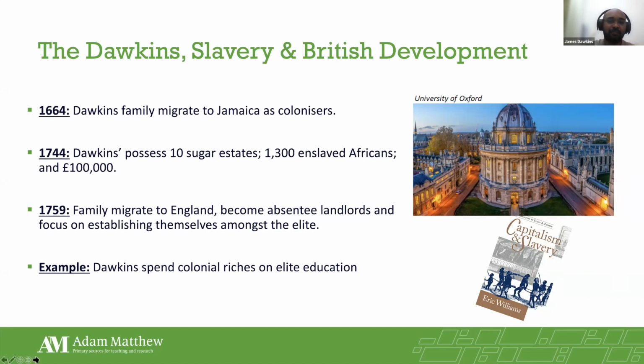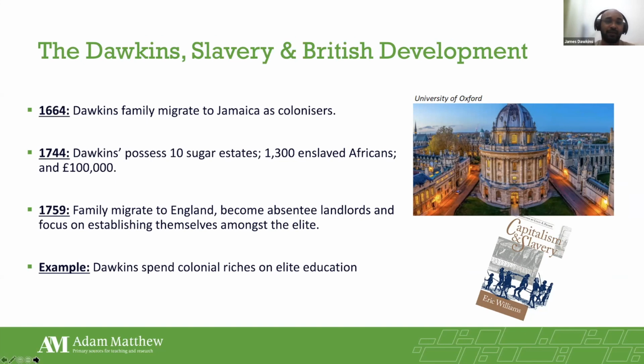Now, the family departed from Jamaica in 1759, and they left their plantations and their pens, their estates, and enslaved labourers in the hands of attorneys, overseers, and drivers. Now, these people ensured that sugar continued to be cultivated on the Dawkins estates, and most of that was then transported back to England or to Britain, where it was sold, and it was the profits from that that were sent to the Dawkinses' bank account.